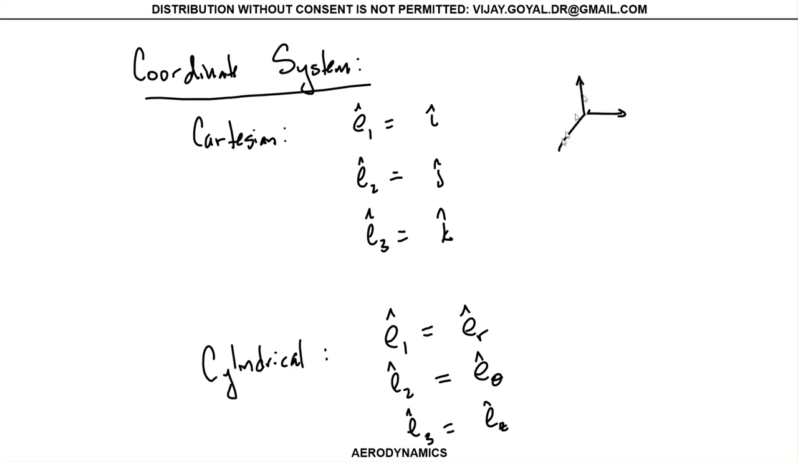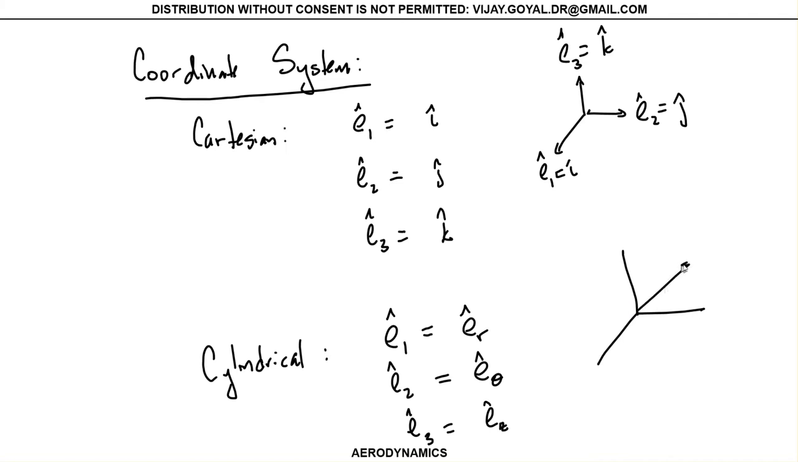So you can just say that your E1 is equal to I. Your E2 is equal to J. Your E3 is equal to K. In the cylindrical coordinate system, it works a little bit differently.